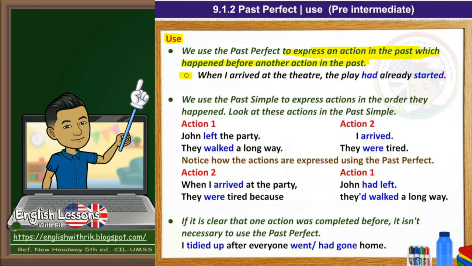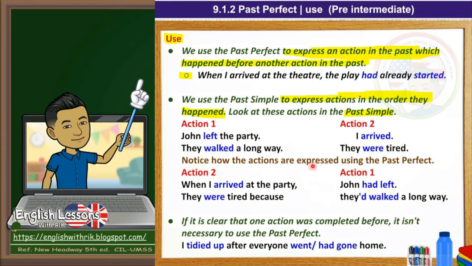We use the past simple to express actions in the order they happened. Look at these actions in the past simple. John left the party, I arrived. They walked a long way, they were tired.